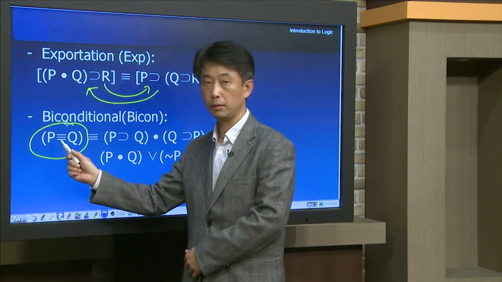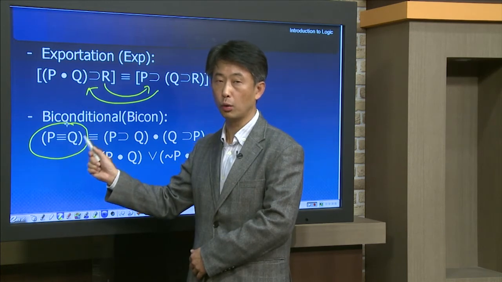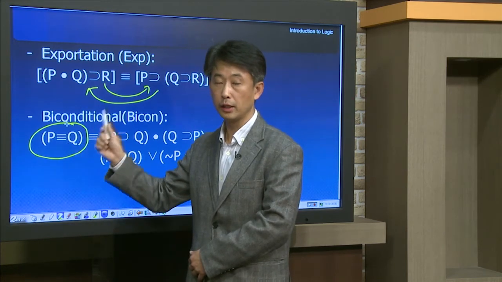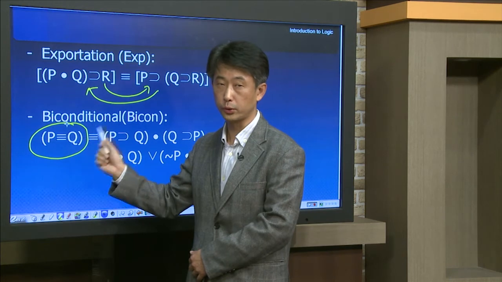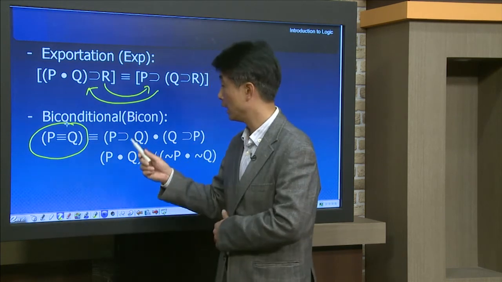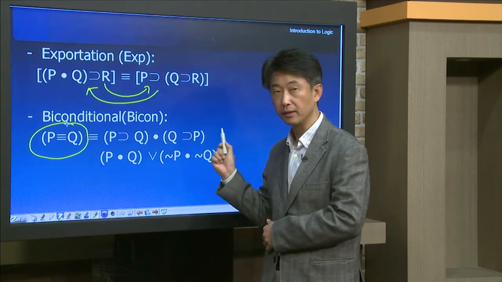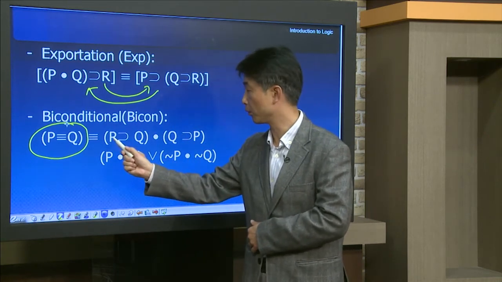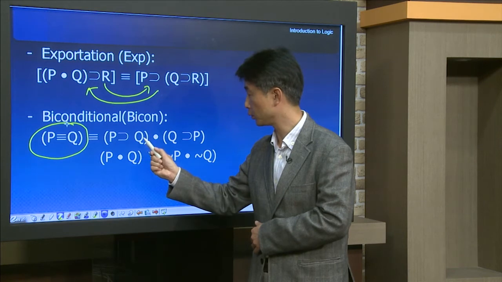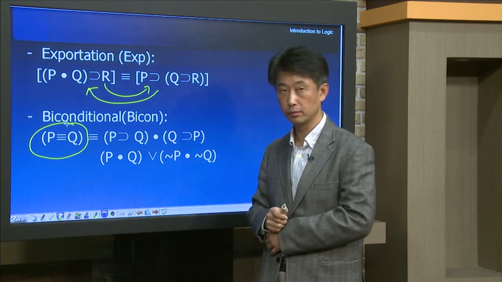This is what? It means P if and only if Q. P is a necessary and sufficient condition for Q. Now what that means is if P then Q and if Q then P. P is both a sufficient condition for Q and a necessary condition.